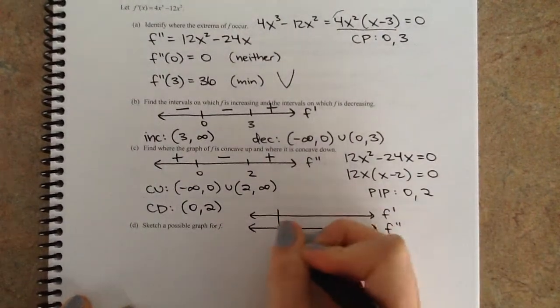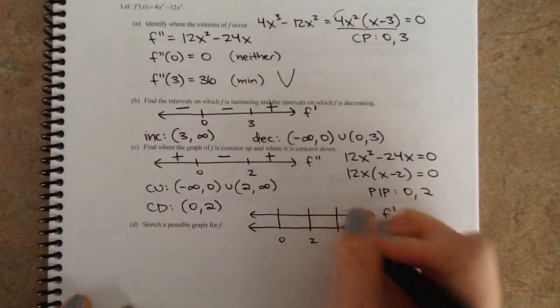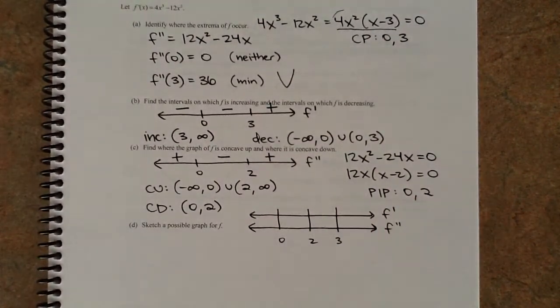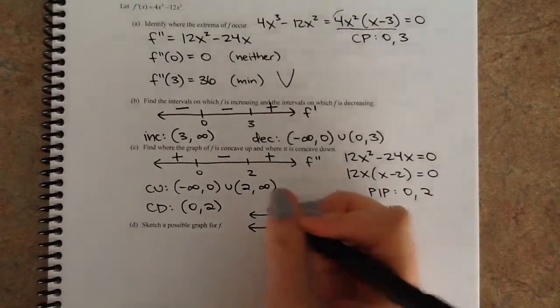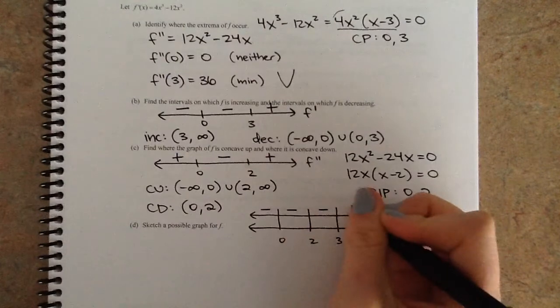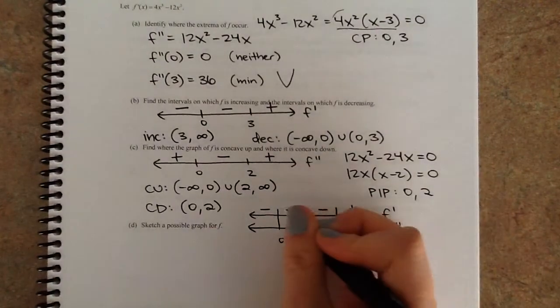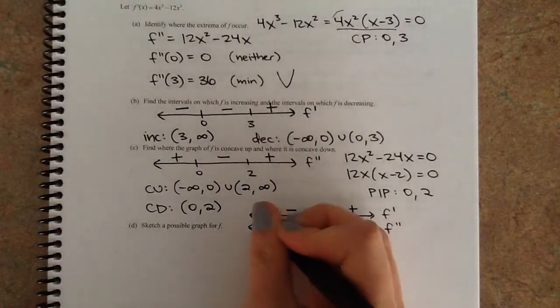So we've got 0, 2, 3. Those are all our transition points. So we're just going to transfer the sign charts down. So f prime is negative to the left of 3 and positive to the right. And then f double prime is negative between 0 and 2, and then positive everywhere else.